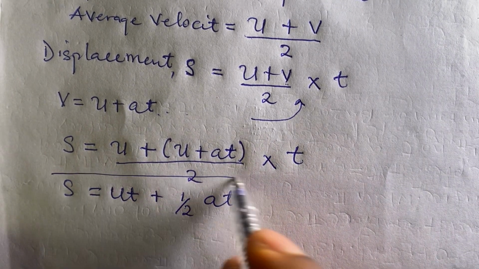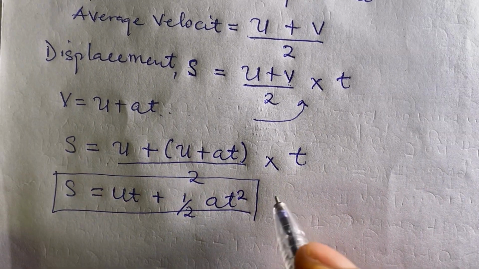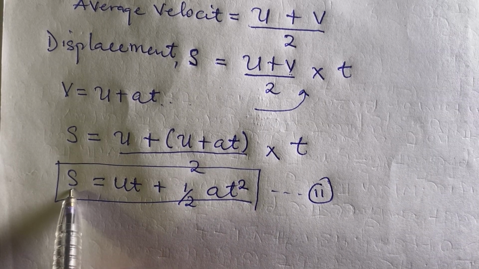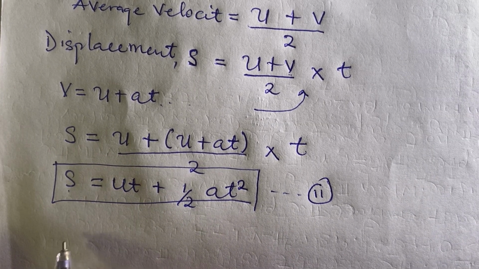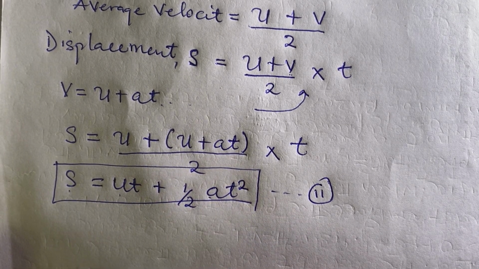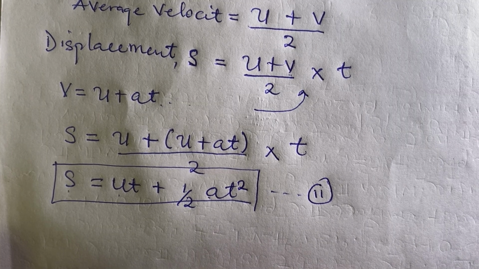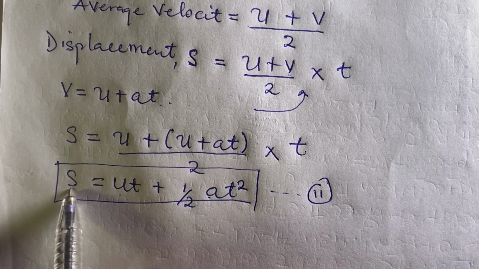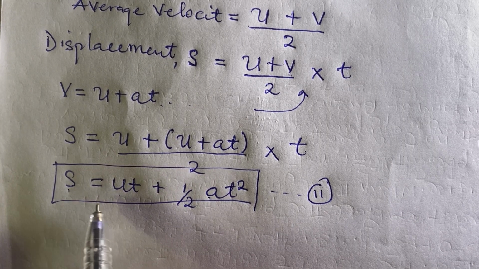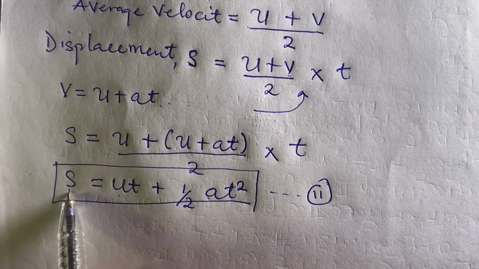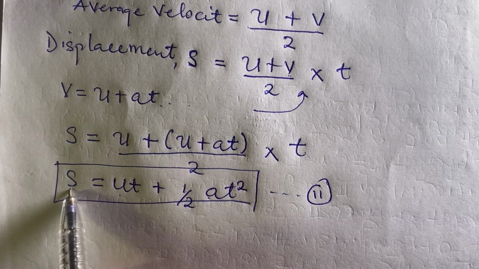So this is our second equation of motion. Here, x is your displacement, that is your change in position, u is your initial velocity, and a is your acceleration. But when motion is in a straight line, that is, there is no change in direction, this displacement can also be distance. Please pay attention here. When motion is in a straight line, your distance is equal to your displacement. So that is why you can use this to find distance when motion is in a straight line and there is no change in direction.